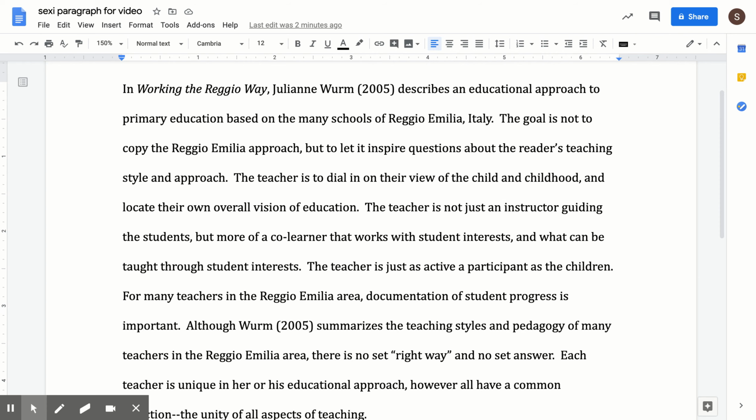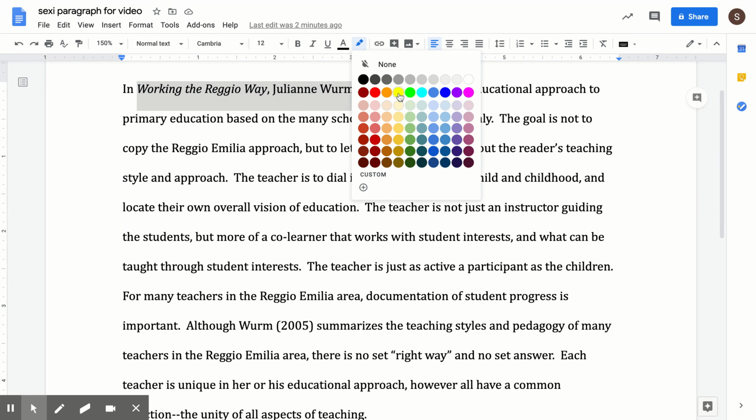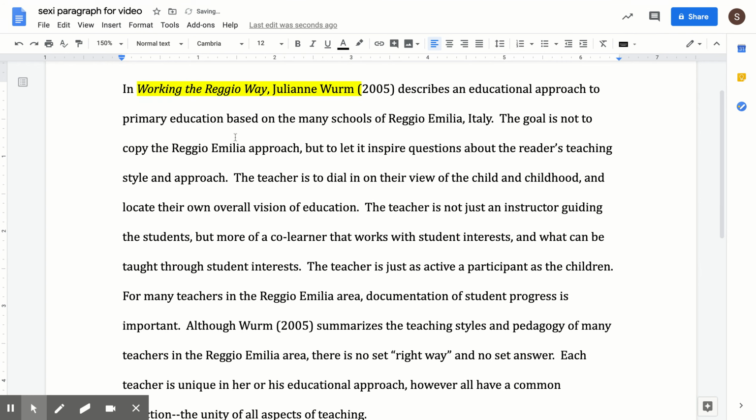Okay, and I want to look at the paragraph right here and analyze it with you for its sexiness, because I'll tell you the most common error I see in beginning writers or beginning to intermediate writers is they try to pack too many statements into one paragraph. Okay, so let's take a look at this. This paragraph is meant to introduce you to the main ideas of Julianne Verme's book, Working the Reggio Way.